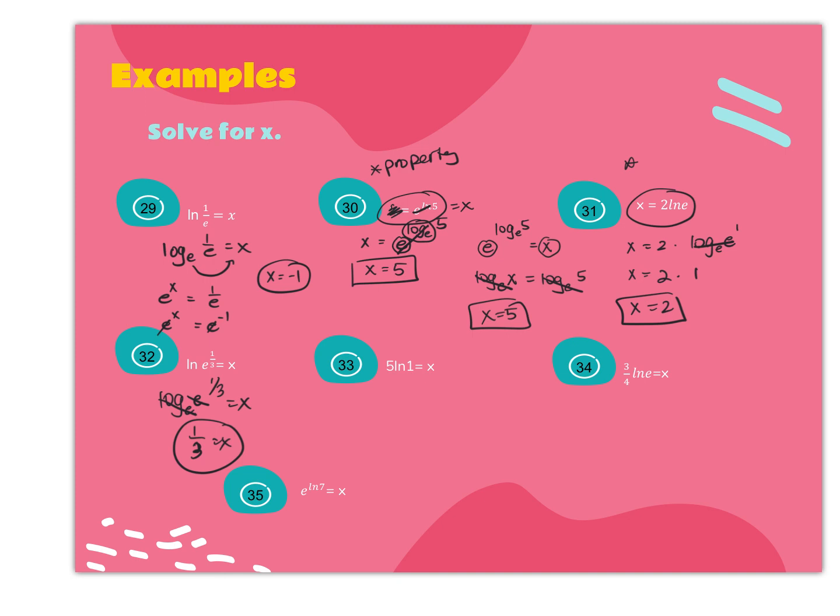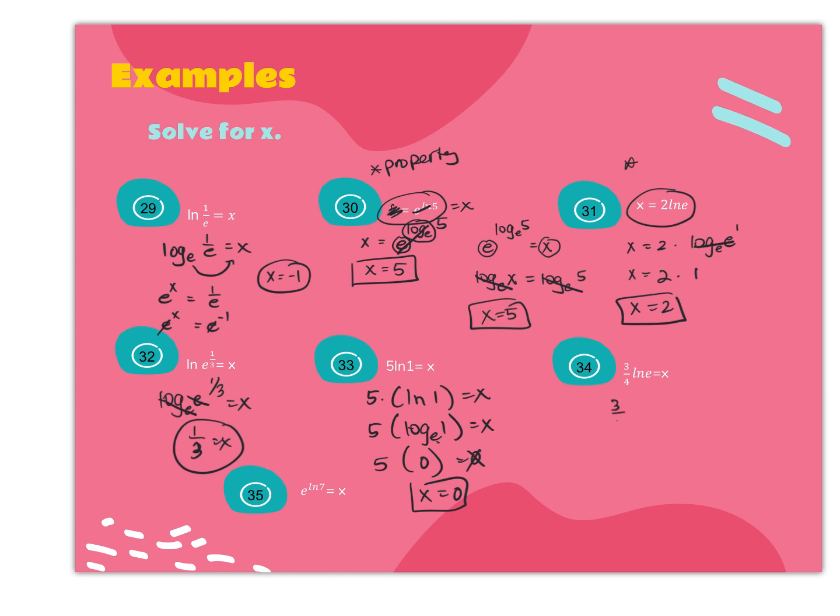When I come to the next one, I have 5 times the natural log of 1 equals x. Well, remember that this is the same as log base e of 1, but we already talked about that, and anytime any log to any base of 1, we know that that whole thing equals 0. So I know that x equals 0.